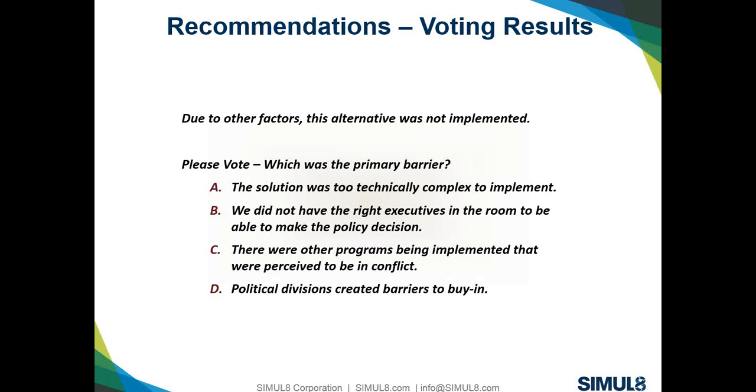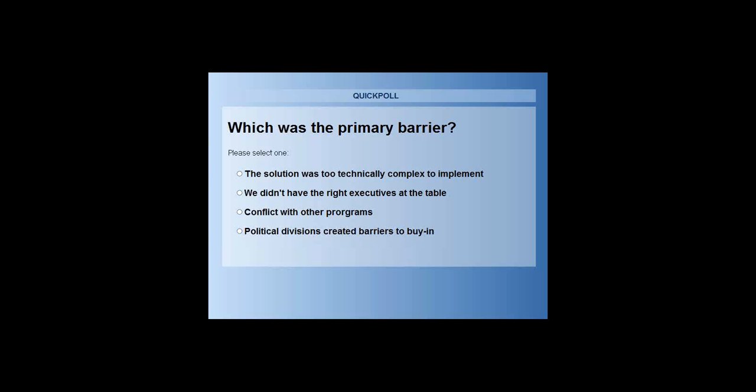Unfortunately, life never seems to go quite as you would expect it. So due to other factors, this alternative was actually not what was implemented. So this is your second round of voting. What I would love to know is, what do you think was the barrier that prevented us from implementing that solution? Was it technical complexity?